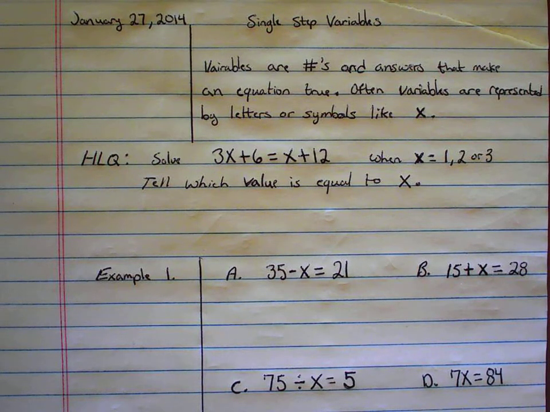Now, variables, they're numbers and answers that make an equation true. Often a variable is represented by letters or symbols. Often we use X in class. So your HOQ is going to be solve 3x plus 6 so that it's equal to x plus 12 when x is equal to either 1, 2, or 3.